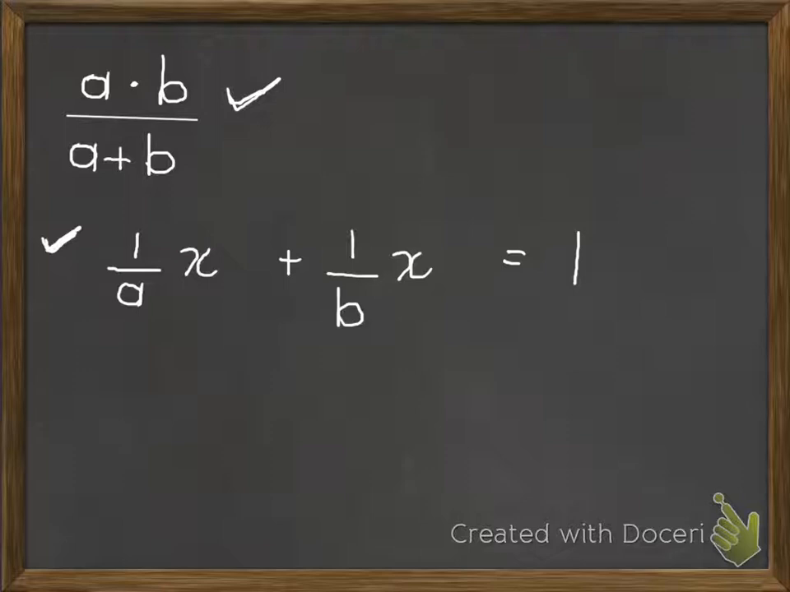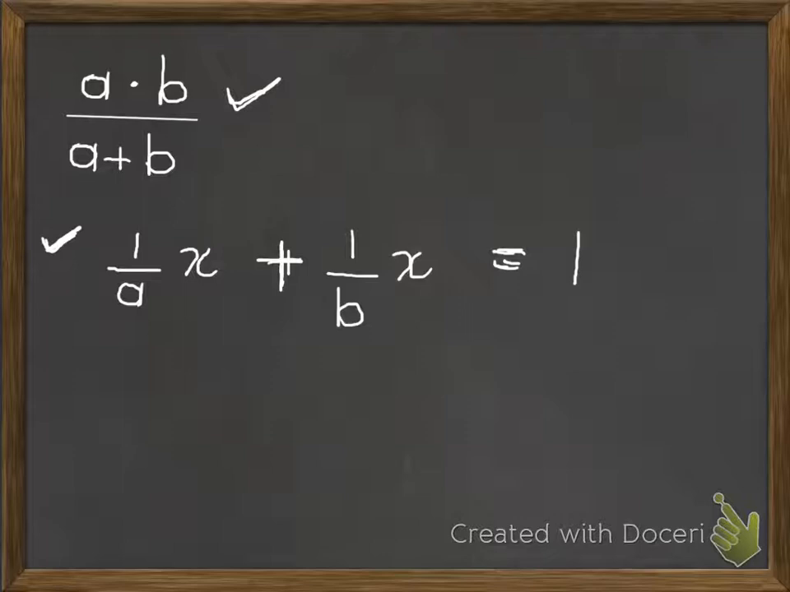Recall that 1 over a times x means that's the fraction of the work done by the first person. Say the first person takes 3 hours to do the work. 1/3 of the whole time it takes him is the part of work that the first person does. And the second person takes b hours to do the work. So 1 over b times x is the fraction of the work that that person does. And together, they do one whole job, equals 1. That's for one whole job.